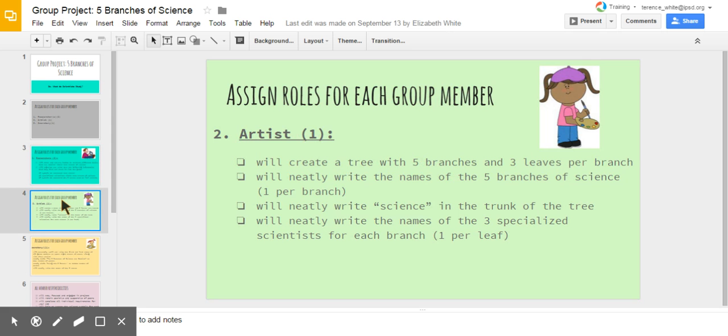This is the artist's job. Take a look there for a second. Basically, the artist is going to be the person who creates the tree.